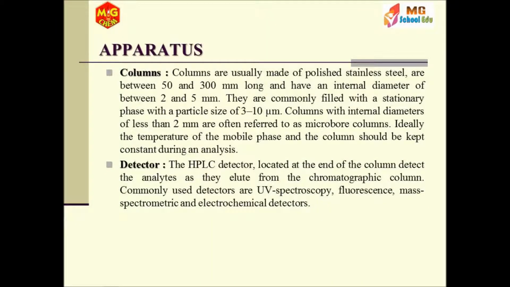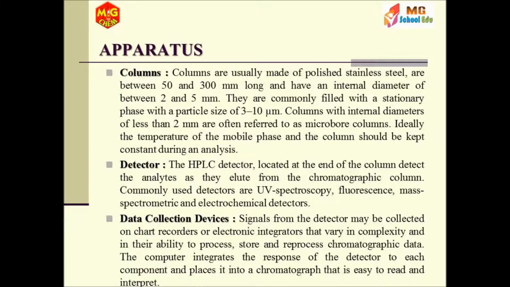Detector. The HPLC detector, located at the end of the column, detects the analytes as they elute from the chromatographic column. Commonly used detectors are UV spectroscopy, fluorescence, mass spectrometric and electrochemical detectors. Data collection devices. Signals from the detector may be collected on chart recorders or electronic integrators that vary in complexity and in their ability to process, store and reprocess chromatographic data. The computer integrates the response of the detector to each component and places it into a chromatograph that is easy to read and interpret.